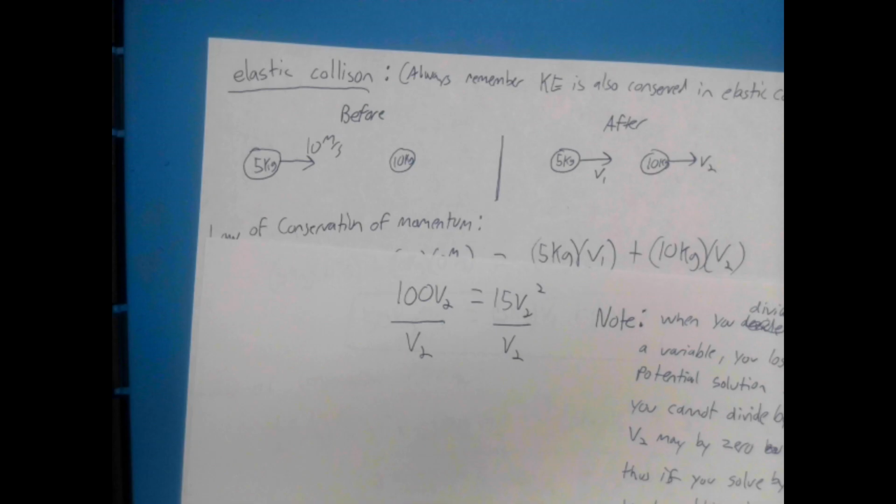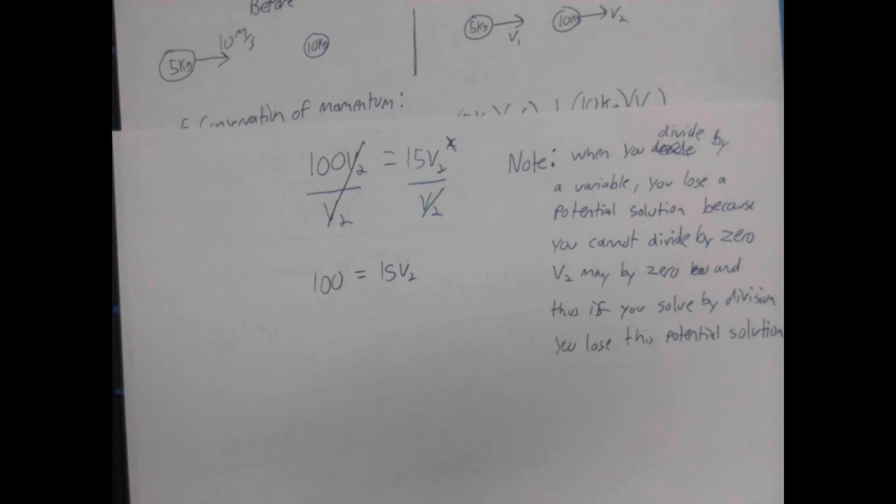So this V2 will cancel out with a V squared here. And so we're left with 100 is equal to 15 times V2. We can divide by 15, and we get that V2 is equal to 6.66 repeating meters per second. So that solves for one velocity.